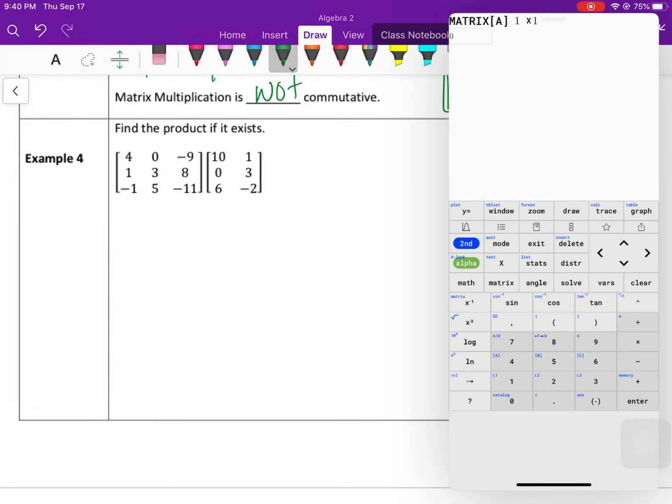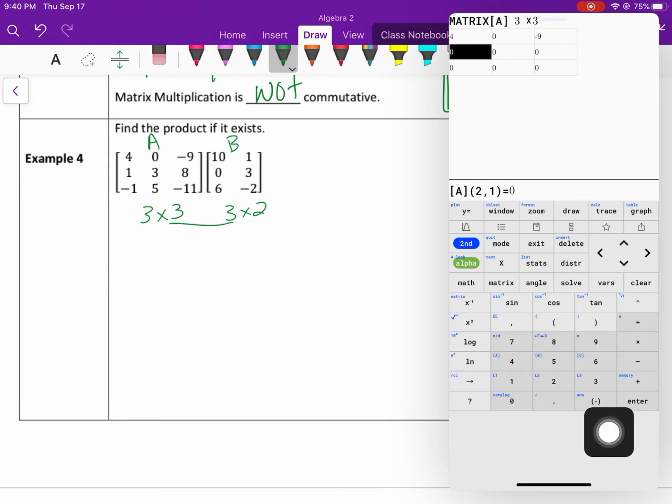I'm going to put matrix A as my first matrix right here, and I'll name this one matrix B. Matrix A is a 3 by 3 matrix, and matrix B is a 3 by 2, so the product is possible. So I want 3, enter, 3, enter, and then I can put in the values and press enter to go to the next spot. When you use a negative, make sure you use this button down here. Do not use the subtraction key or it will give you an error. 1, enter, 3, 8, -1, 5, and -11.